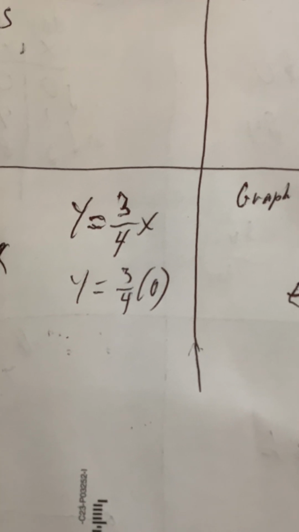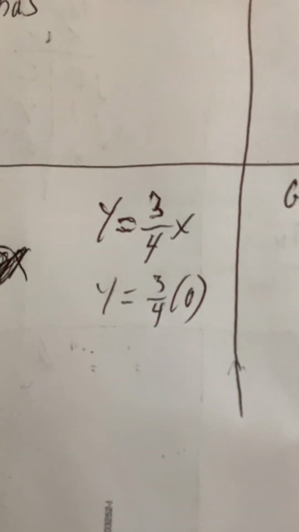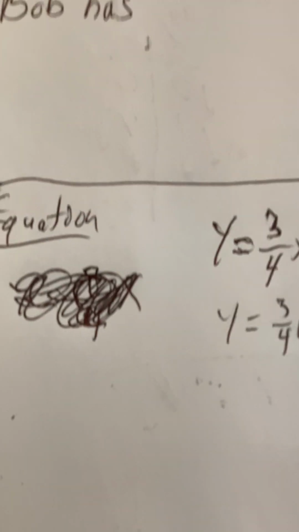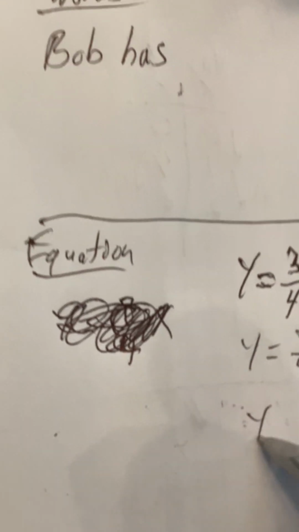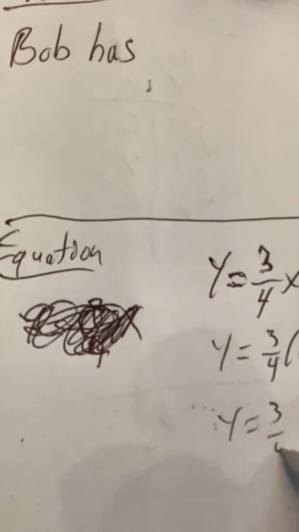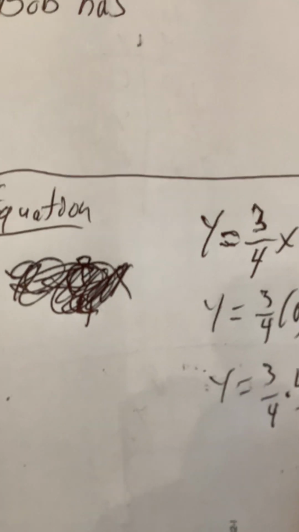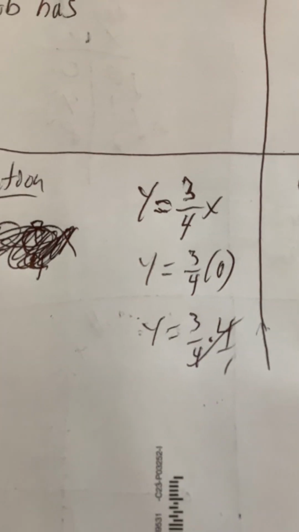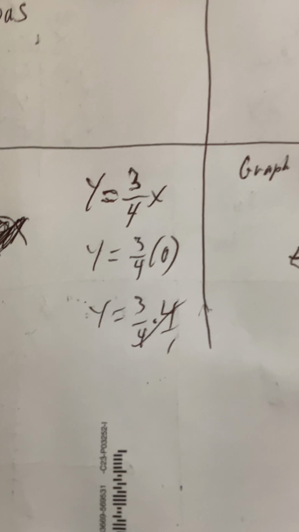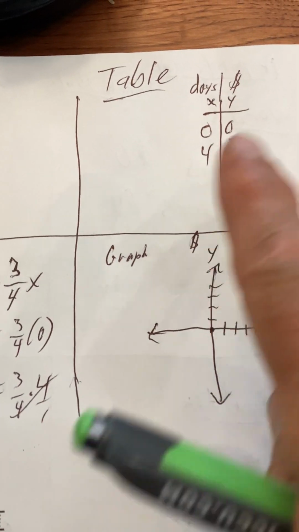What would be the next best number to plug in? Well, plug in the denominator. If you plug in 4 for x, what's 3/4 times 4 over 1? The 4's just cancel, y equals 3. And so it's that simple. I don't know if you see it.